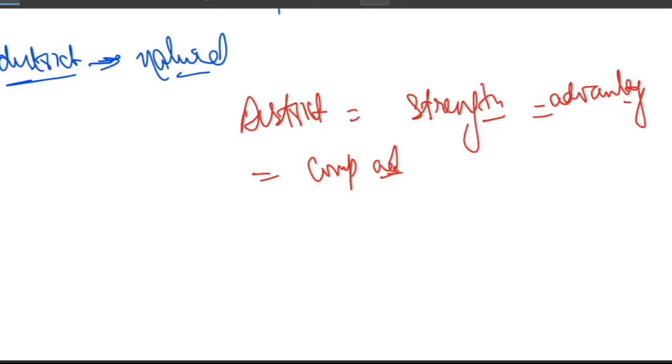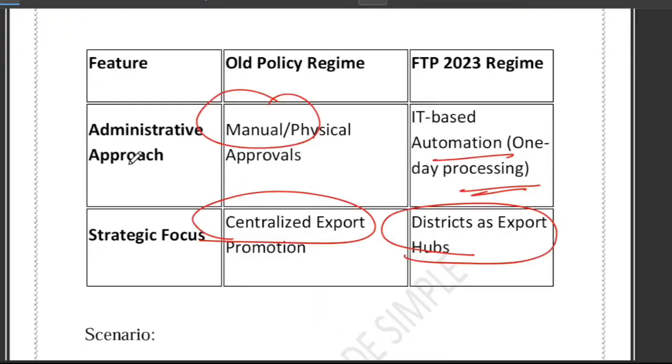So what we learned from this discussion is that export hubs promote district level strength. Indian missions abroad help those products enter the global market. This aligns with the competitive advantage theory. This is not related to import substitution.